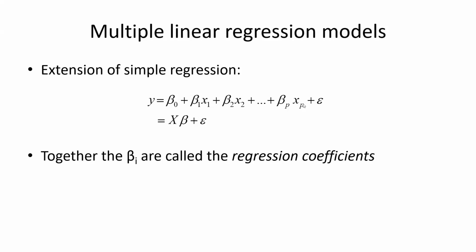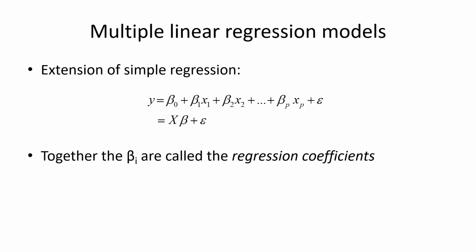It's just the same. Given that we have multiple X variables and multiple betas, we could now write this in matrix notation, where beta is a vector and X is a matrix. And the epsilon is also a vector, right? The Y is also a vector, the vector of responses. Together, we call the beta i the regression coefficients.